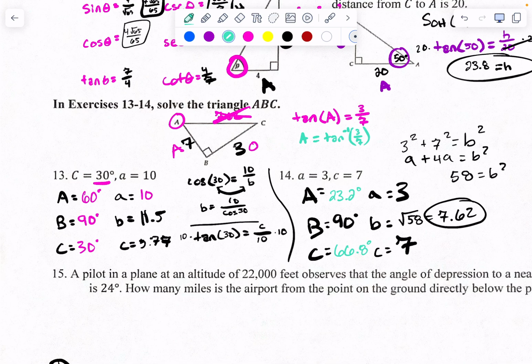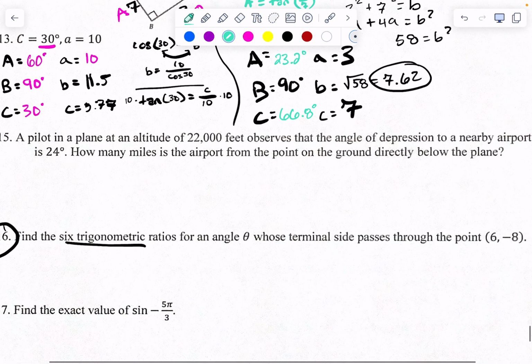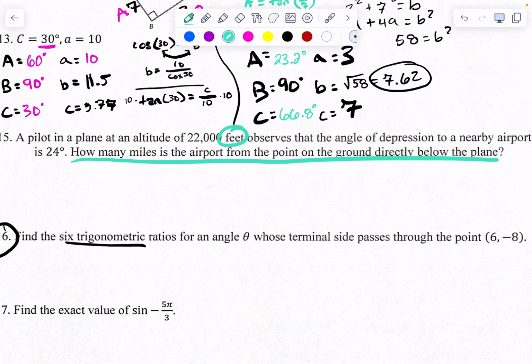I got 15 wrong. And I kept telling Connor, you're wrong. That's not right, Connor. You're wrong. And I kept sending him back, and I felt terrible because he actually had the right answer because I had the wrong answer. And here's why. They give everything to you in feet, and then they say, how many miles is the airport from the ground below the plane, blah, blah, blah.